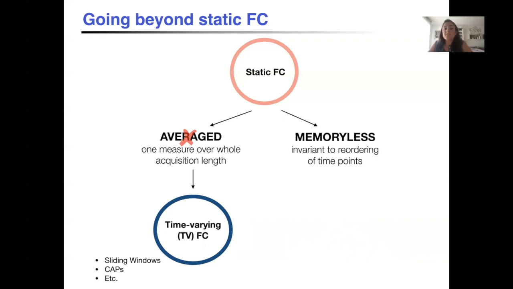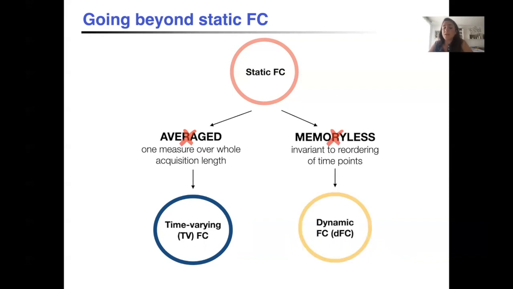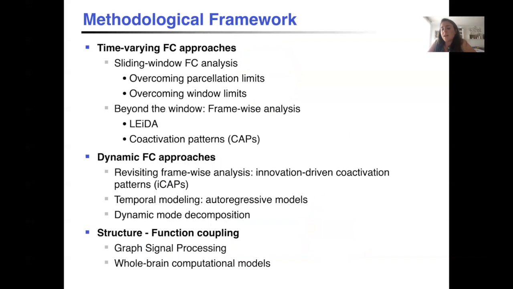Instead, if we relax the second property, being memoryless, then we have a second class of methods, which we refer to as dynamic functional connectivity, which are methods that look at the relationship between time points. So methods that wouldn't be invariant to the reordering of time points. For example, autoregressive models, ICAPs, and so on.